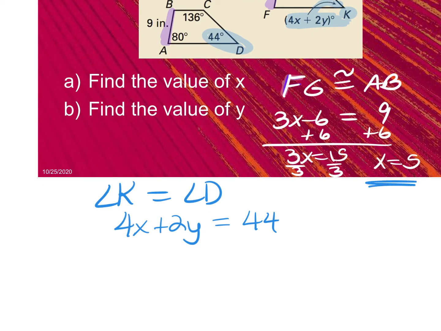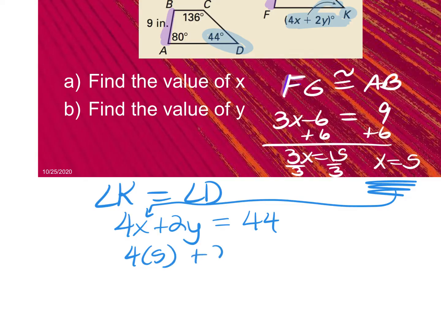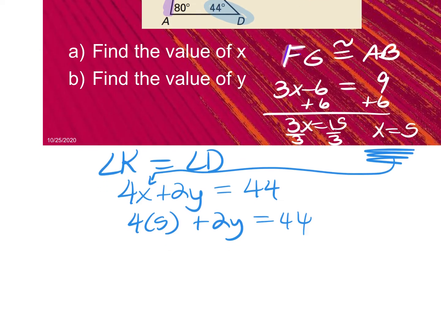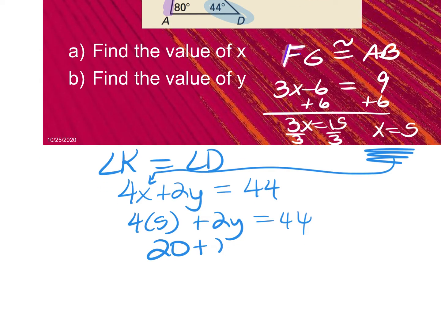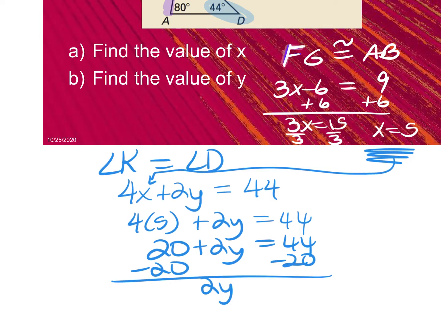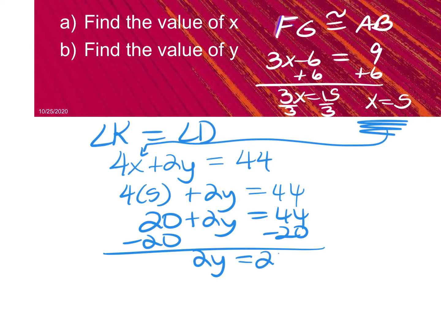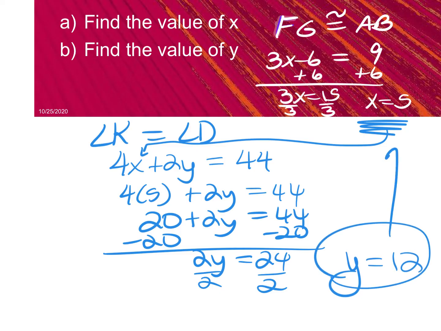I'm going to use my newly found value of x and plug it in. So 4 times 5 plus 2y equals 44. I'm going to multiply. Going to subtract. I get 24, divide, and y equals 12. So x is 5 and y is 12.